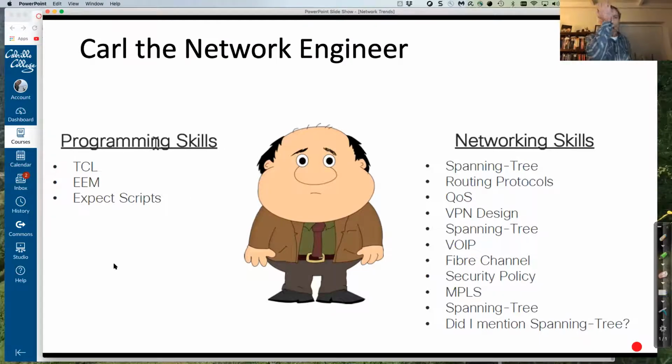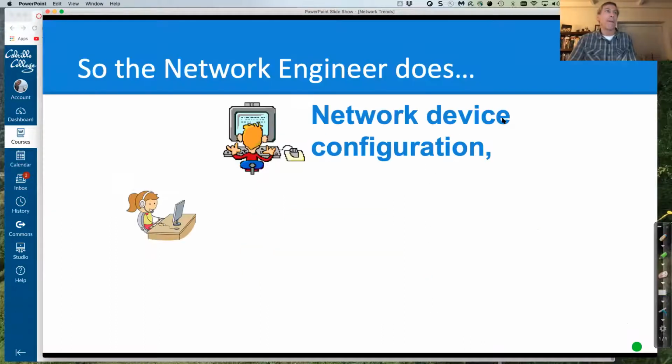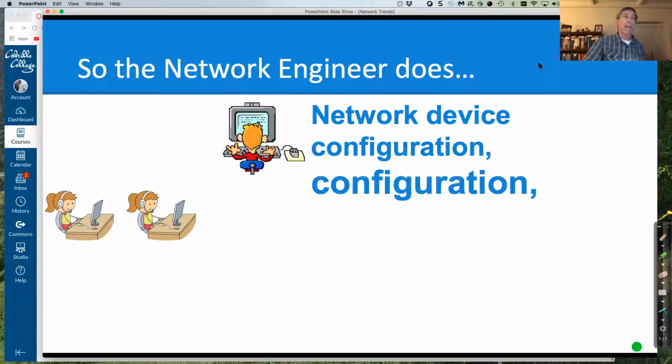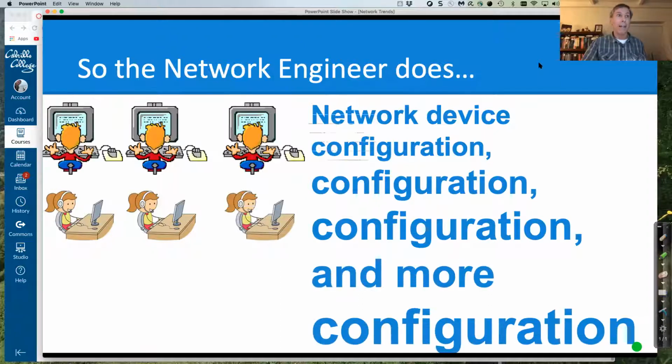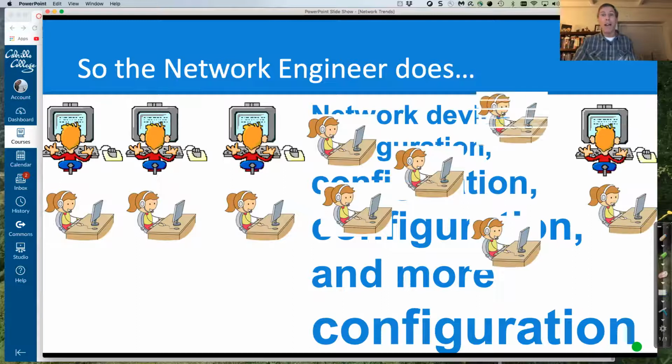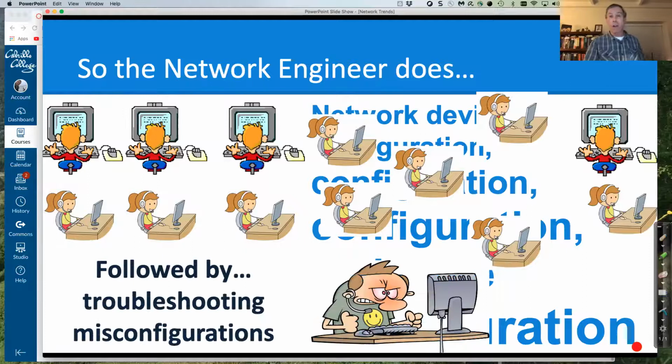But one of the things he talks about is Carl, the network engineer. And Carl's programming skills are kind of limited. Maybe some minor scripting, but what Carl is really proud of is all the protocols that he does. And that's been kind of the world of networking. So what a network engineer does is network device configuration and more configuration and more configuration and more configuration. We spend a lot of time configuring networks. And then when we're not actually doing the configuration, what are we doing? We're troubleshooting our configurations.